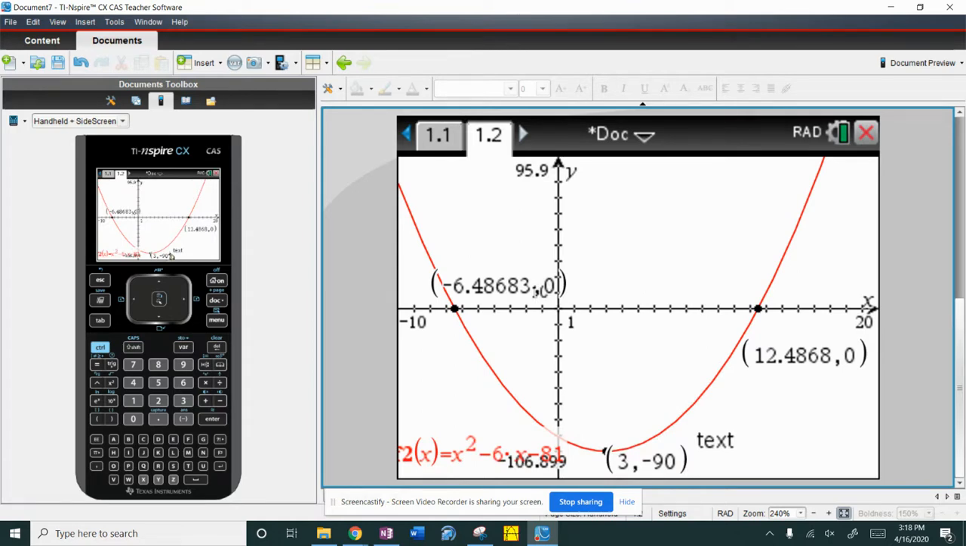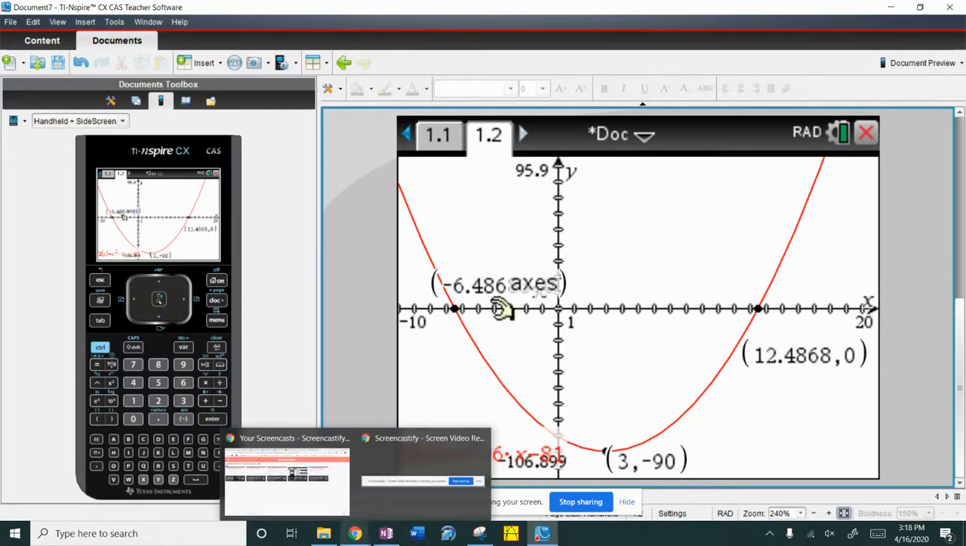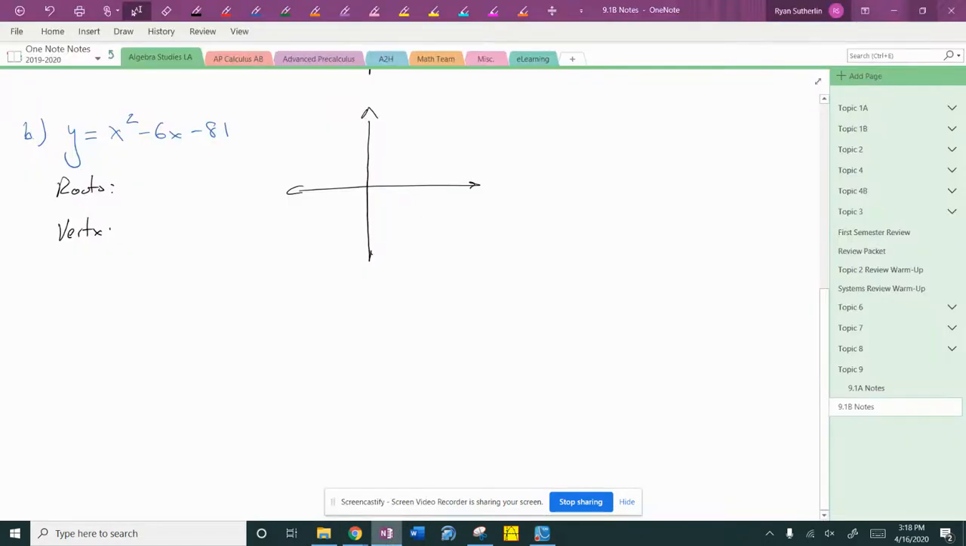As far as how many decimals to show, it depends on what the assignment asks. If it asks for the nearest tenths, you would do 1. Nearest hundredths is 2. So let's do hundredths. So that means this would be negative 6.49. So I'm going to go back to my work here.